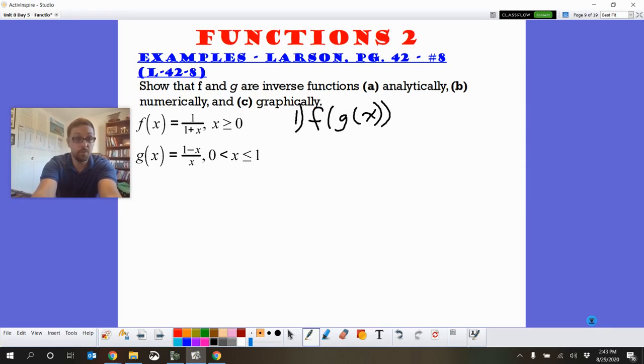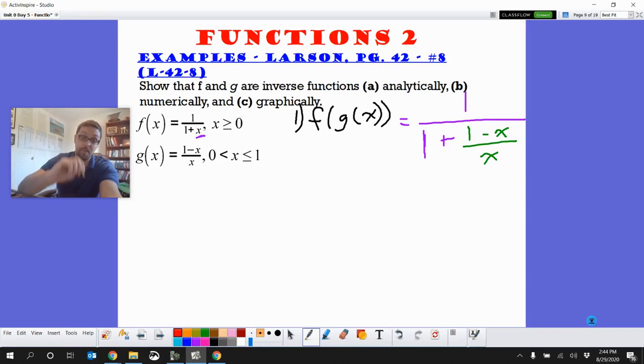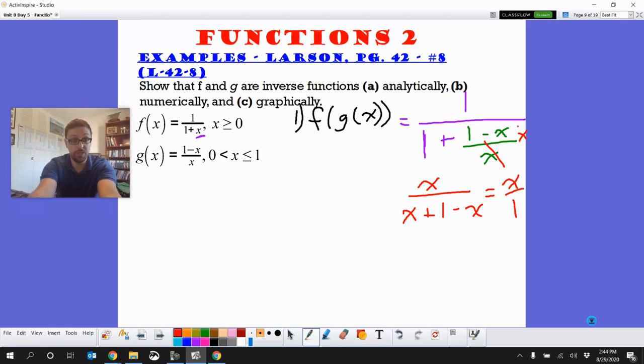So I'm going to put g into f. So that is, if I draw f, 1 over 1 plus, and then we want to put g of x in that x spot for x. So this little thing right there, we want to put g of x right there. To simplify this thing, I'm going to multiply top and bottom by x. In the denominator, the two x's cancel each other out. So we get x over 1, which is just x.